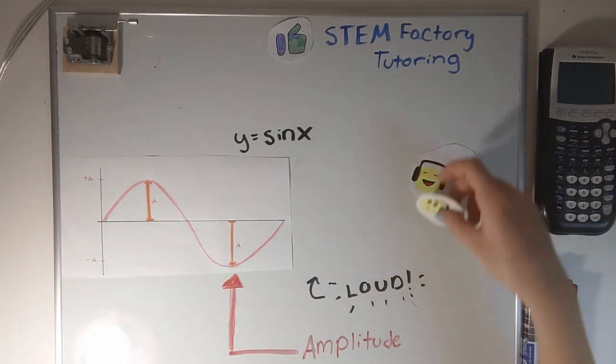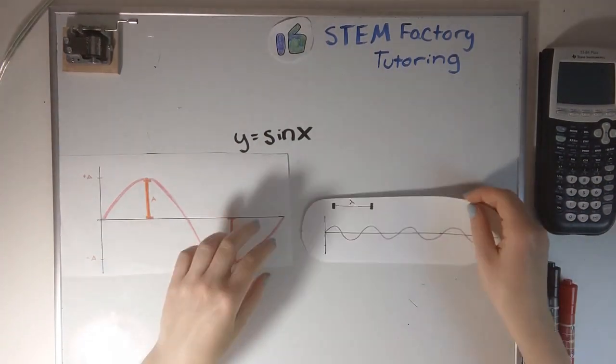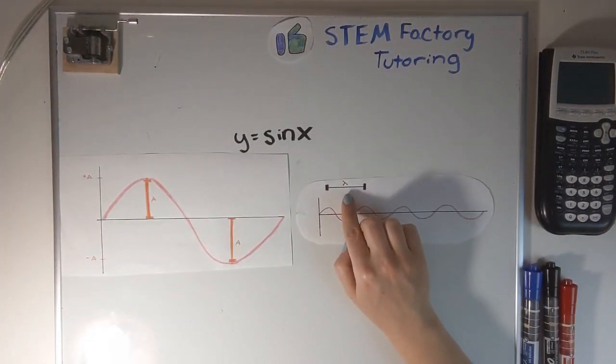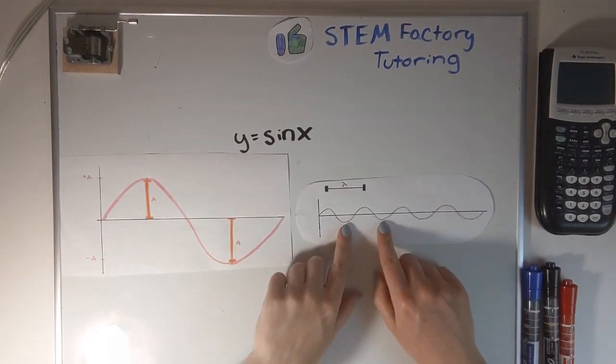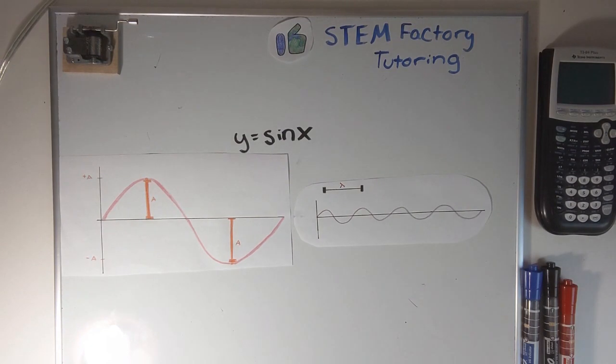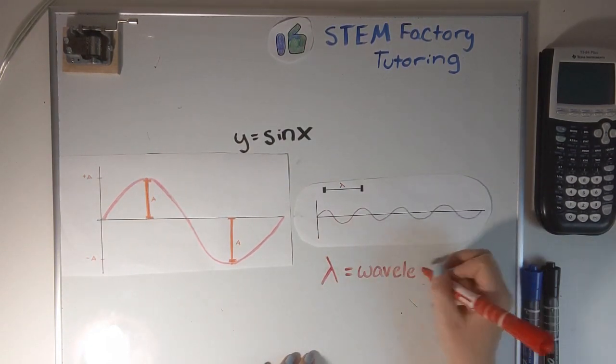The wavelength of a sound is the distance in meters until the wave repeats the same pattern over again, represented on this graph as the distance between two like points, for example, crest to crest or trough to trough. We use the Greek letter lambda to represent wavelength.